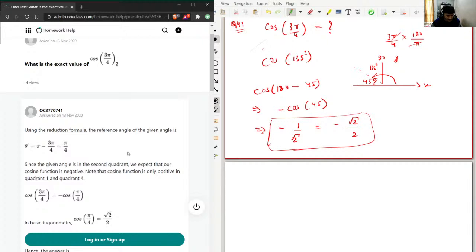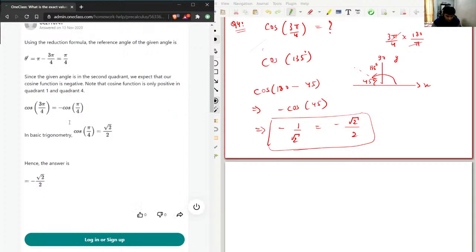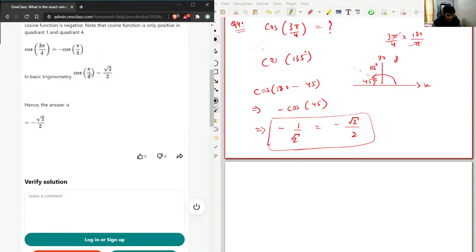So let's check what the junior tutor has given here. Since the given angle is in the second quadrant, we expect that our cosine function is negative. Yep, true. Note that the cosine function is only positive in quadrants 1 and 4. So we have cosine pi by 4 or 45 is square root of 2 over 2, and hence the answer is negative of square root of 2 over 2 equal to cosine of 3 pi by 4.